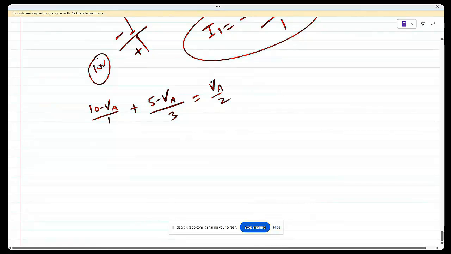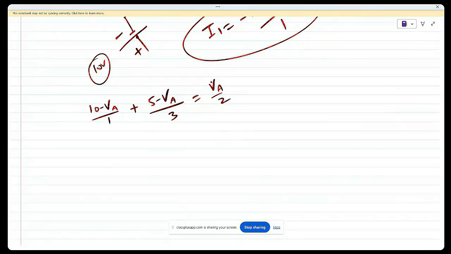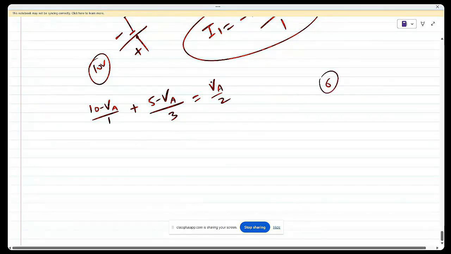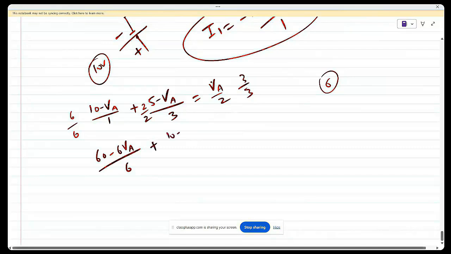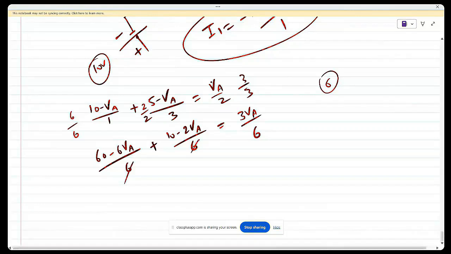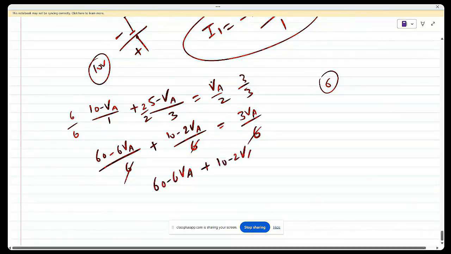So what you will do, either you can take LCM or you can equate the denominators. What I prefer is to equate the denominators. Here it is 3, here it is 2, so the common is 6. Now make all denominators 6. How to make it? Just multiply 1 by 6, here you can multiply 2 by 3, here you can multiply 3 by 2. Then our denominator will be 6, means 60 minus 6 VA upon 6, no issue. Plus 2 into 5, 10 minus 2 VA upon 6 is equal to 3 VA upon 6. What is the advantage? 6, 6, 6 cancel. Now you have only 60 minus 6 VA plus 10 minus 2 VA is equal to 3 VA.